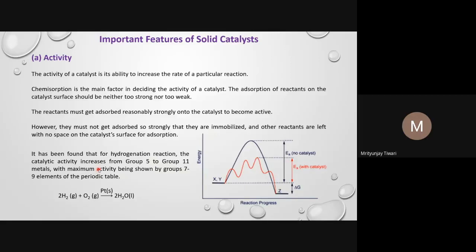But we are saying the catalytic activity increases up to group 11. Sorry, it is only up to the nickel family, not copper. So nickel, then palladium, and then platinum. Platinum is below nickel. Why do we use platinum as a catalyst? The group 11 goes up to copper, that is fine.